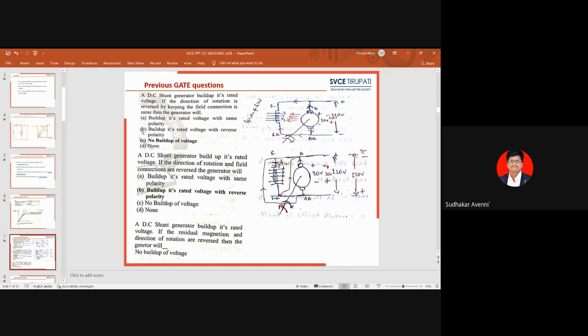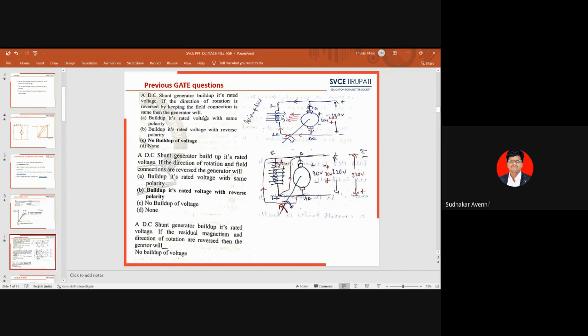Next, see, these are very, very important previous GATE questions. See the first question. A DC shunt generator builds up its rated voltage. If the direction of rotation is reversed by keeping the field connection the same, then the generator will.